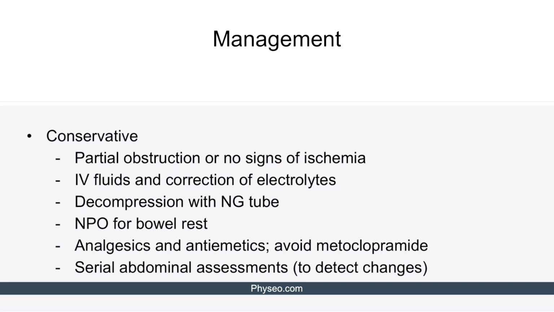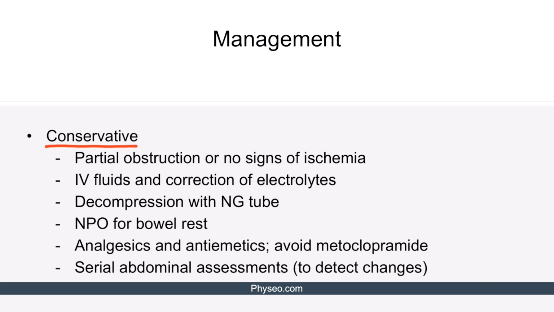Management of a small bowel obstruction can be conservative as long as it is a partial obstruction or a complete obstruction with no signs of ischemia. First, the patient should be rehydrated with IV fluids, and any electrolyte abnormalities present should be corrected. The patient can also have a nasogastric tube placed in order to help decompress the bowel, which should help with nausea, vomiting, and abdominal pain. The patient should also be NPO, or without oral feeding, in order to allow the bowel to rest and recover. We can also give analgesics and antiemetics as needed.